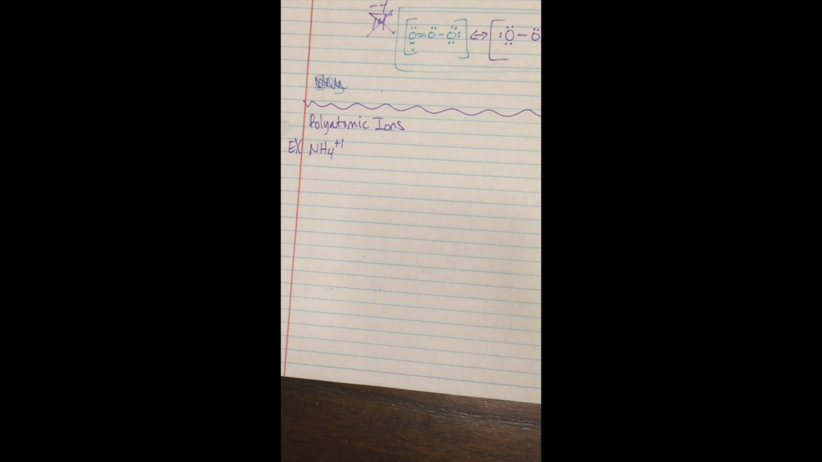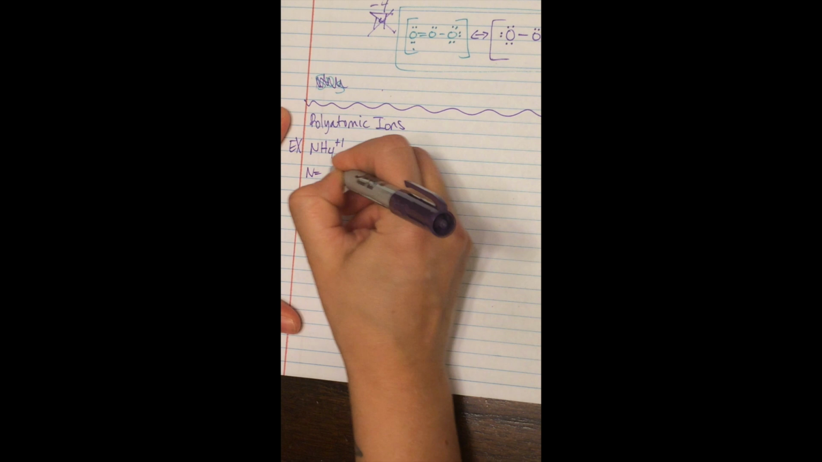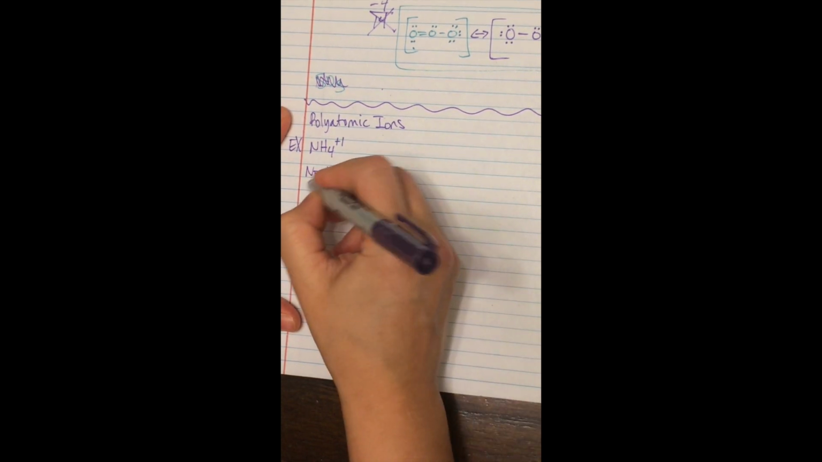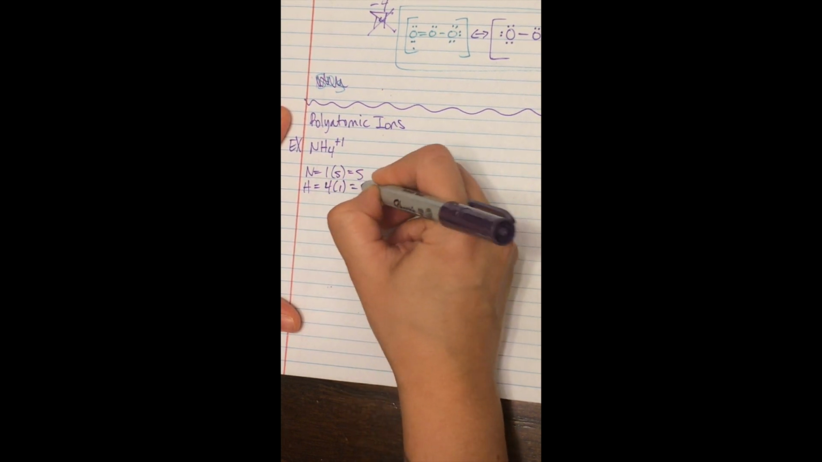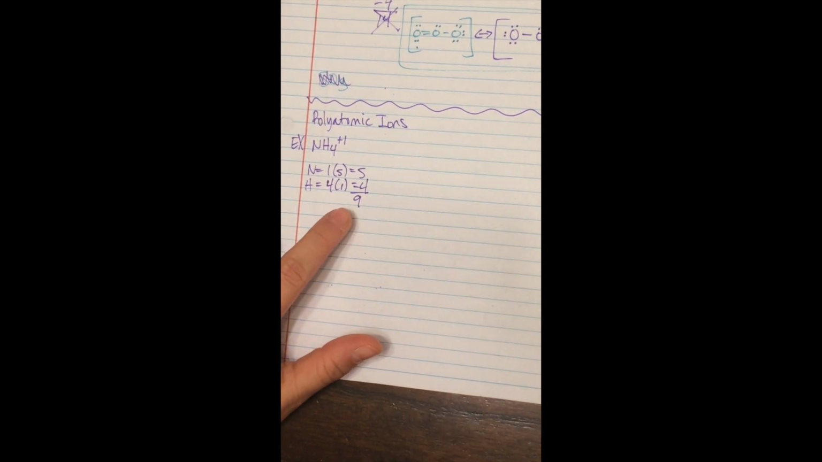NH4 with a +1 charge. So again, do your total like you normally do. Nitrogen equals 1 times 5. That gives us 5 valence electrons. Hydrogen equals 4 times 1, and that's going to give us 4. And then that gives us 9 valence electrons.